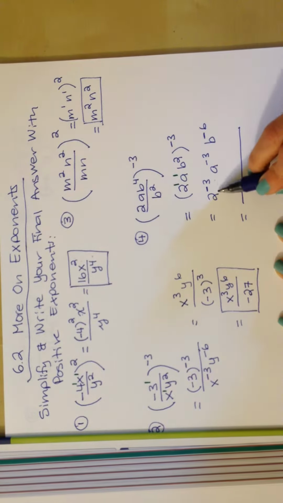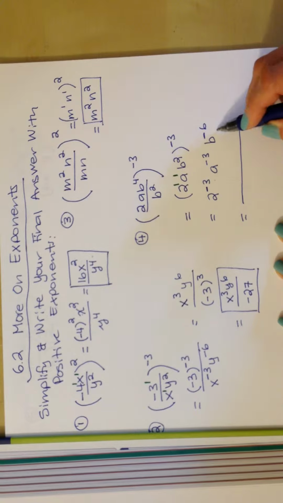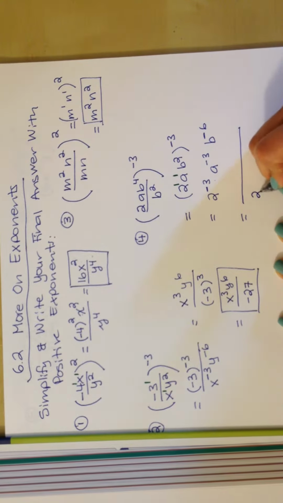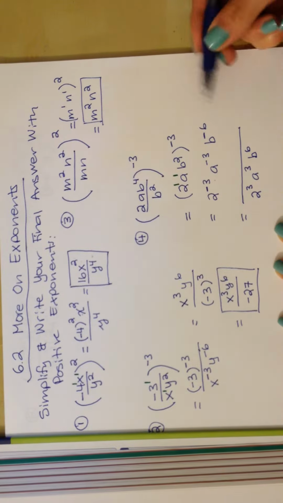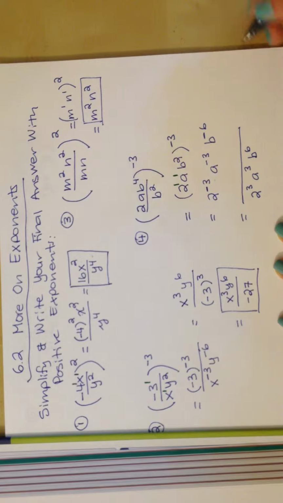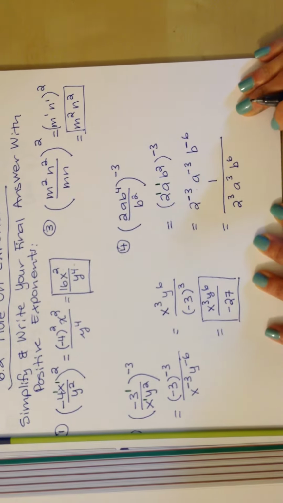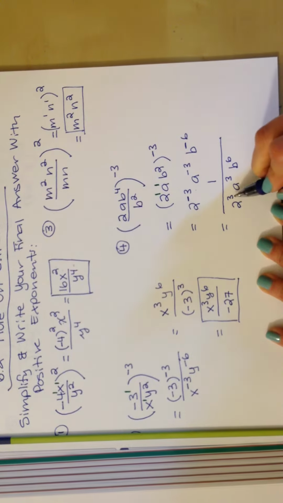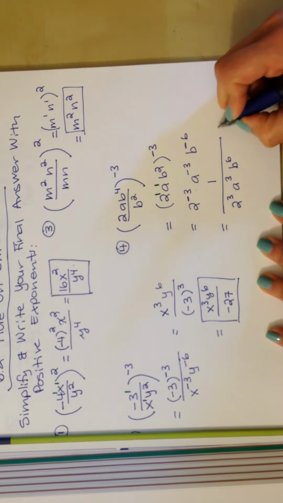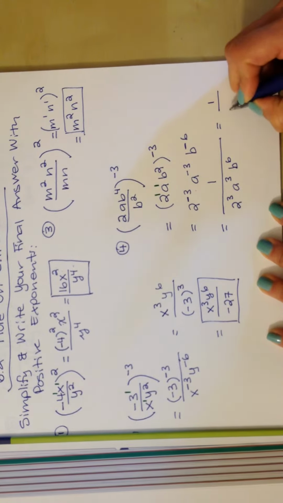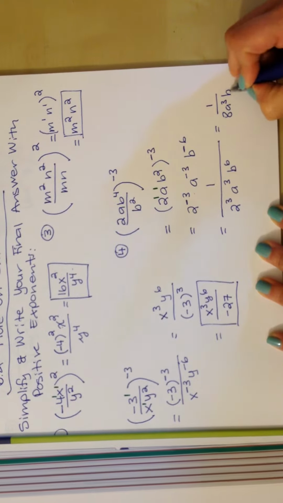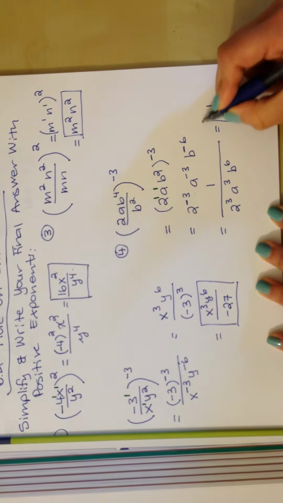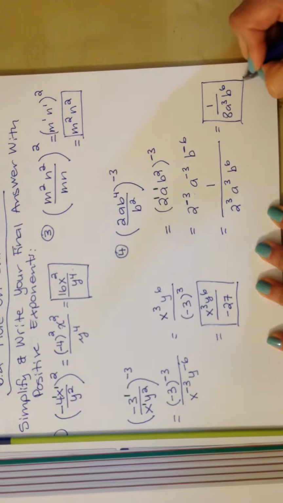Since everything here has a negative exponent, I have to write 2 to the third, a to the third, b to the sixth in the denominator. What's left in the numerator is a 1. Now we can simplify. I know 2 to the third is 8. So we have 1 over 8, a to the third, b to the sixth, which gives our final answer.